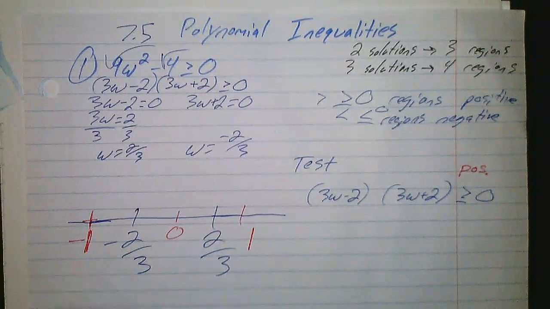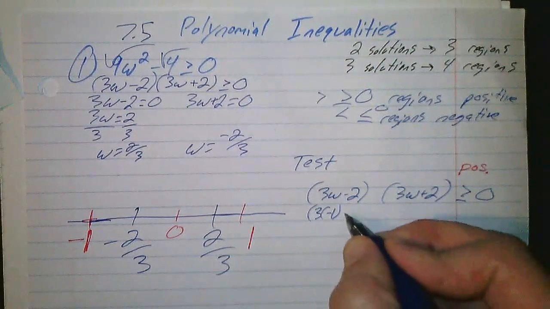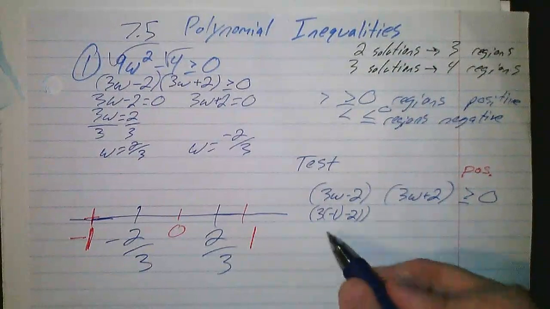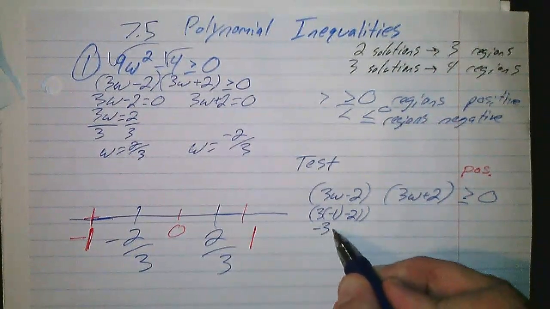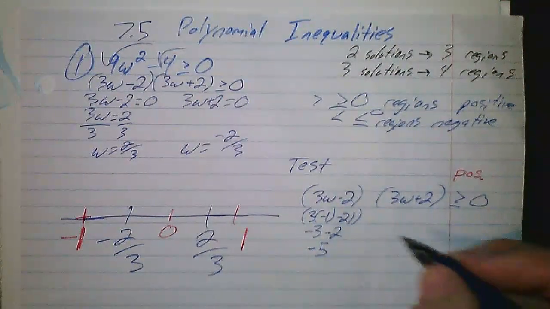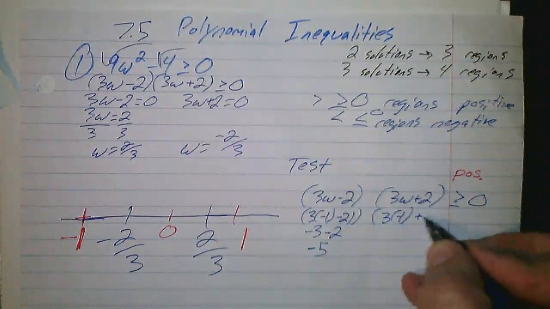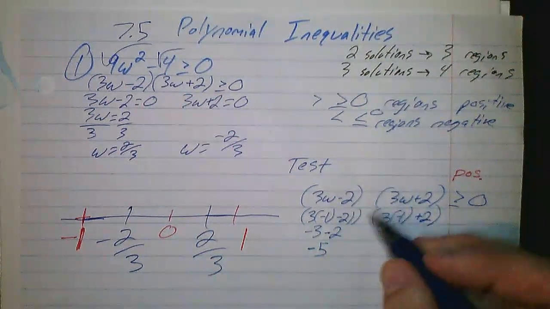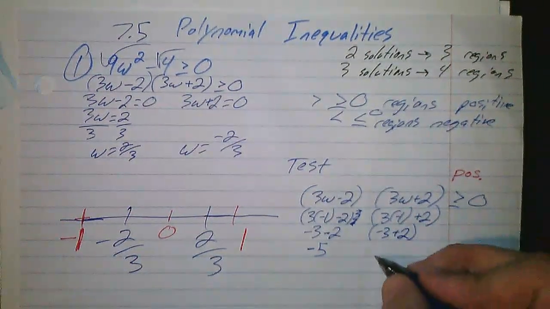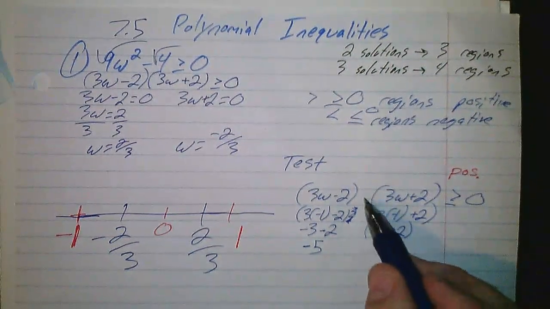So what if we plug in negative 1? 3 times negative 1 minus 2. That gives us negative 3 here, minus 2, which is negative 5, times 3 times negative 1 plus 2. I added too many parentheses. We get negative 3 plus 2, which is negative 1. We're multiplying these here.